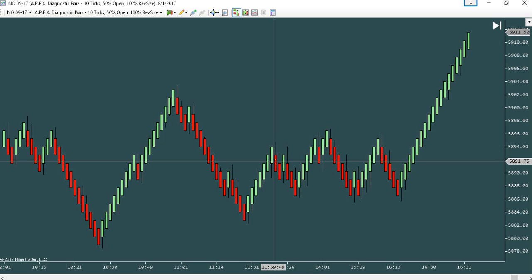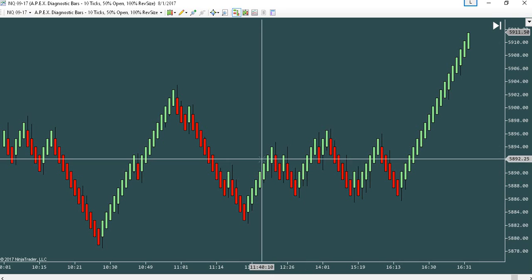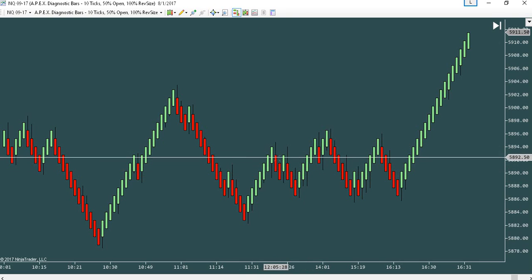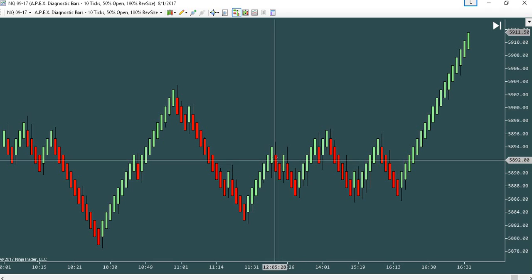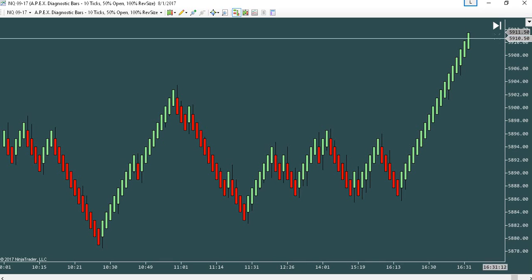All right, if we were to look at this right here on 1 minute bars, we would have 60 bars, right? Because a new bar has to form every minute, 60 minutes in an hour. Okay, let's look at it.